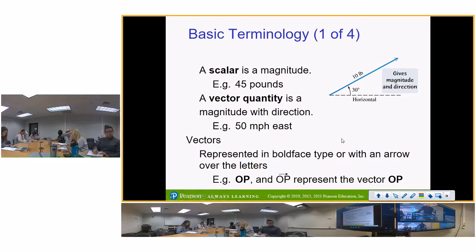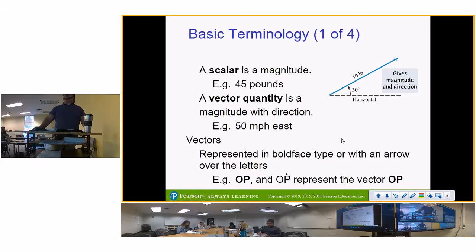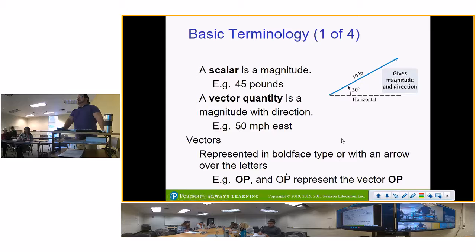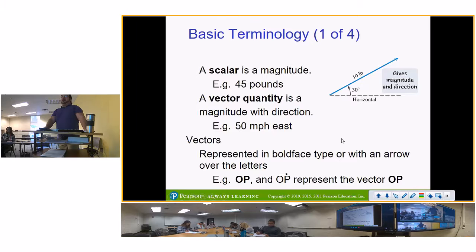And I don't care what anybody says, nobody outside of academia is ever going to walk up to you and say, well, we're going to change this vector to pi over 3 radians. Nobody. So a vector quantity is a magnitude with direction, and a vector is represented by a letter with an arrow on top of it. So that is your real simple introduction to a vector.